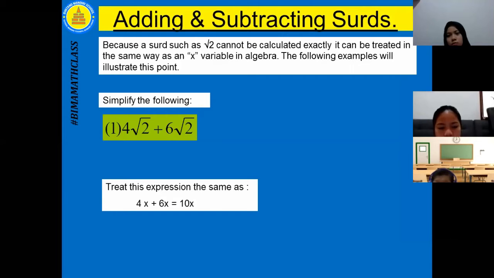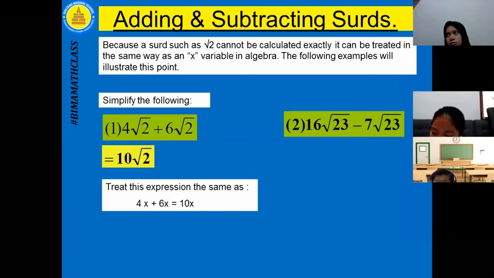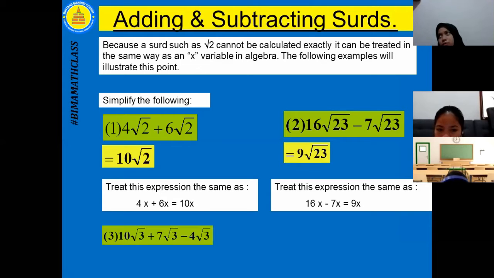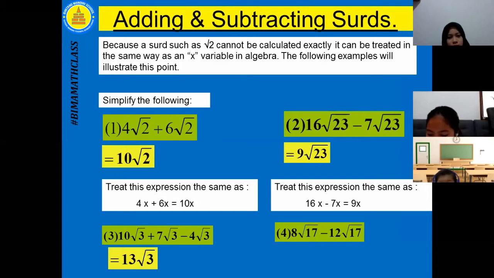Agree with that? Okay. So this is the idea. So we get 10 square root of 2. And we can do the same with the subtraction. Okay, so you agree with this? Very good. Let's continue. Number 3, give me your answer. 13 square root of 3. Very good. Okay, one more. What is this? Minus 4 square root of 17. Okay, thank you, mathematicians. Now let's continue to the next.